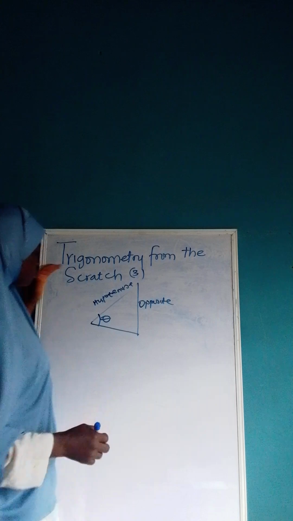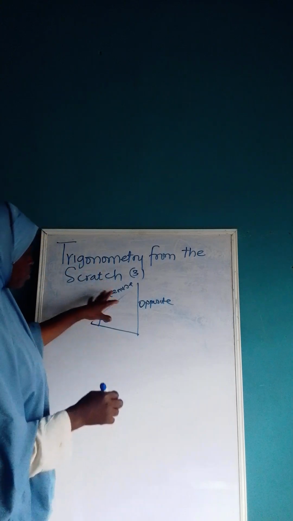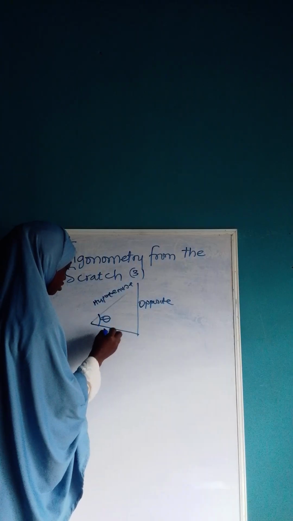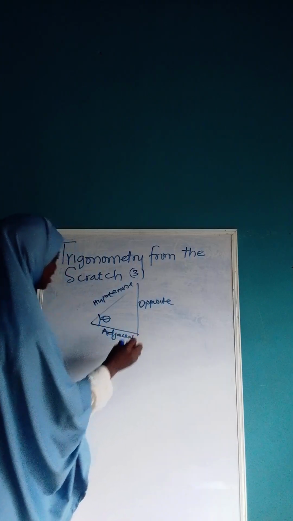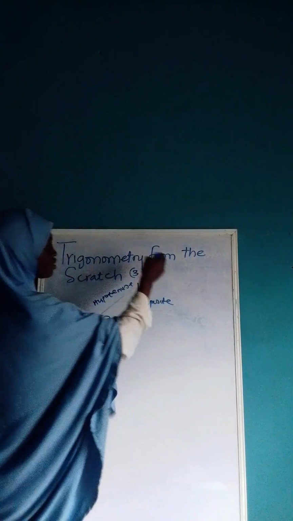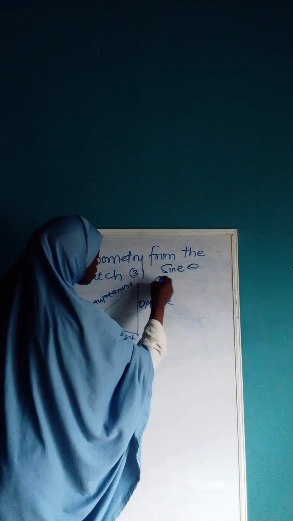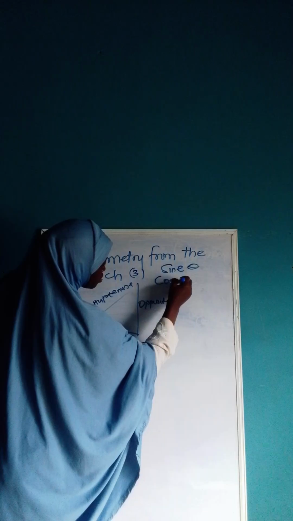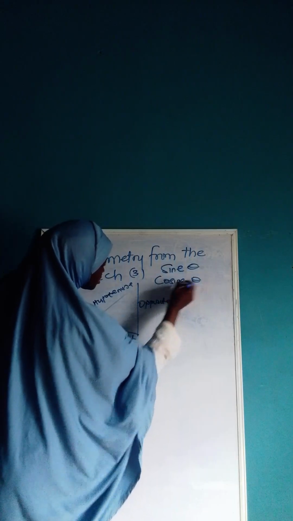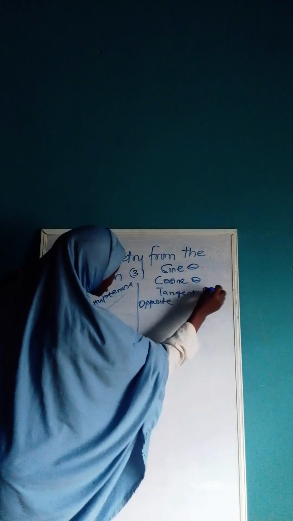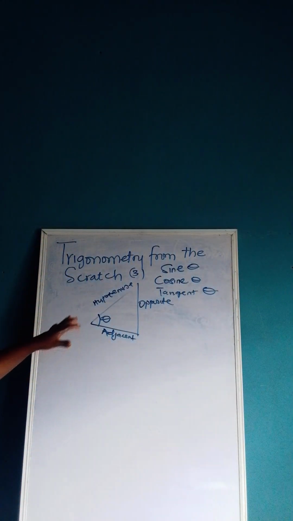And the adjacent is the side that, together with the hypotenuse, lies next to theta. So yesterday I told you about sine theta, cosine theta, and tangent theta. So today we are going further.